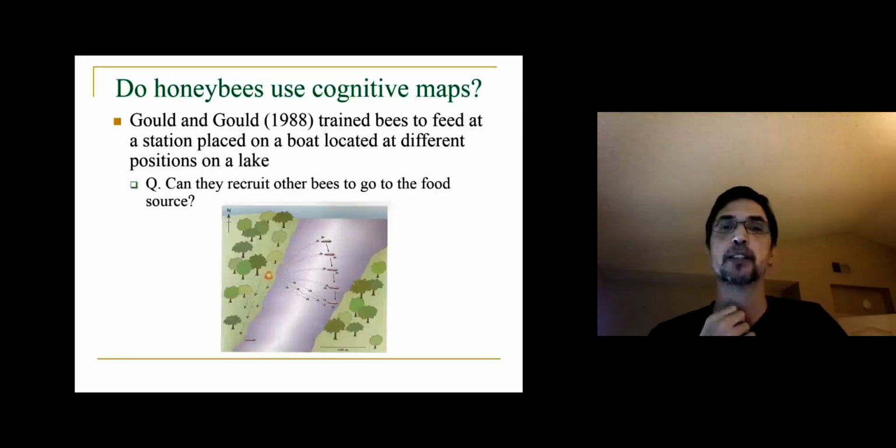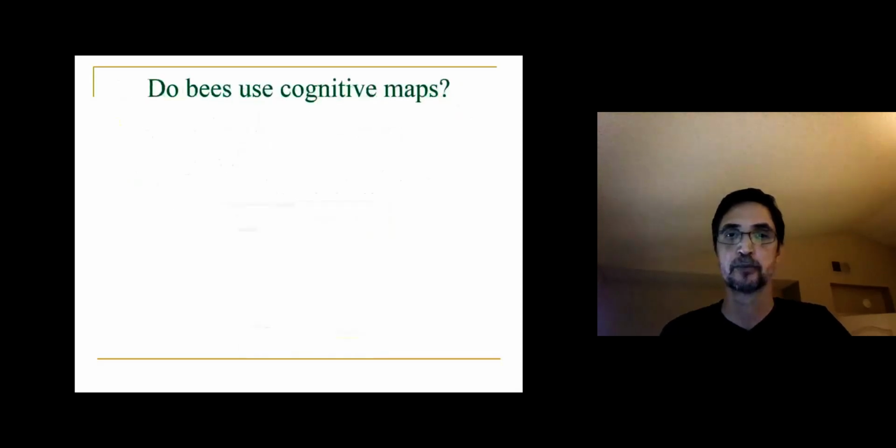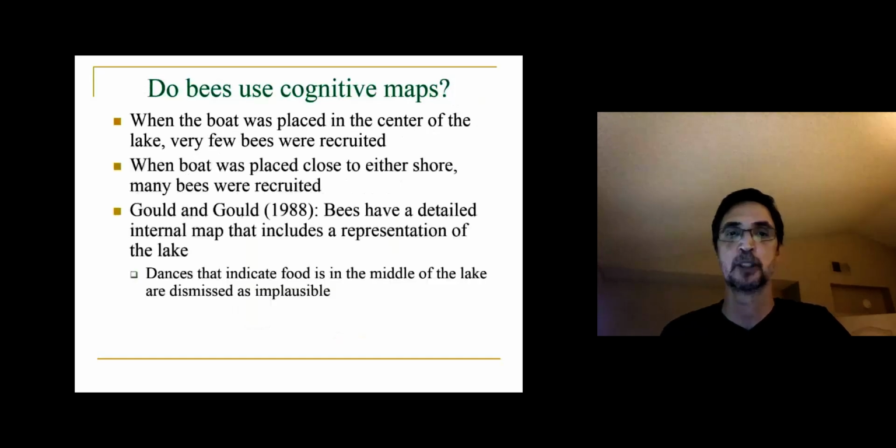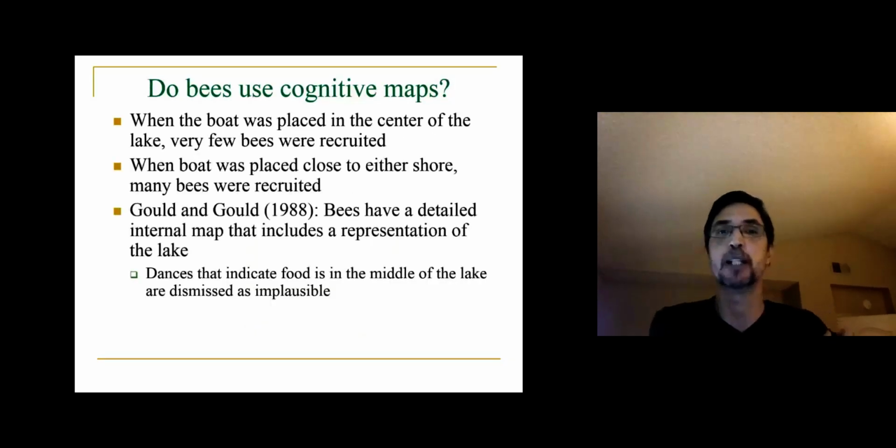And the question that he asked is, can bees that feed in these different locations go back to the hive and actually recruit other bees to feed at that location? And what they found was that when the boat was placed in the center of the lake, bees were not very successful at recruiting other bees to those food sources. But when the boat was placed close to either shore, many bees were able to be recruited. So the bees were able to convince other bees to go to those locations.